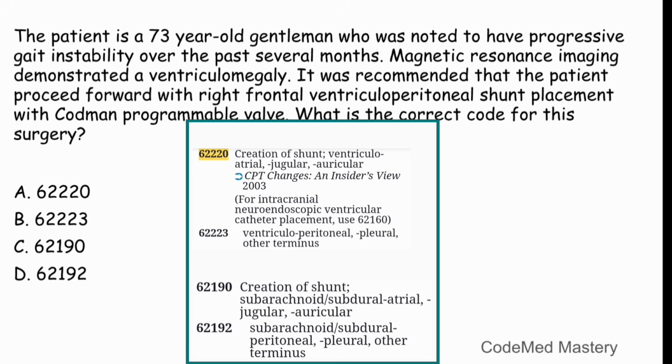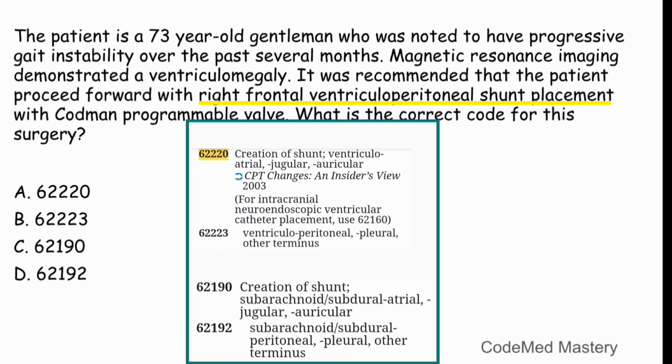Now let us read the question and highlight the important terms. The patient is a 73-year-old gentleman who has noted to have progressive gait instability over the past several months. MRI demonstrated a ventriculomegaly. It was recommended that the patient proceed forward with right frontal ventriculoperitoneal shunt placement with Codman programmable valve. What is the correct code for this surgery? So here they have mentioned right frontal ventriculoperitoneal shunt placement. So which code matches with ventriculoperitoneal shunt placement?